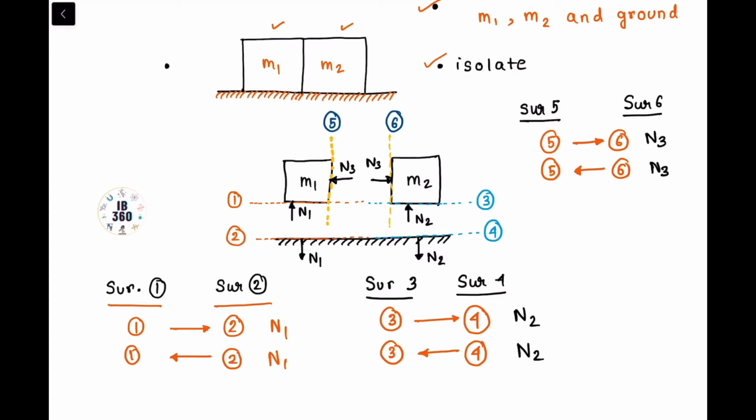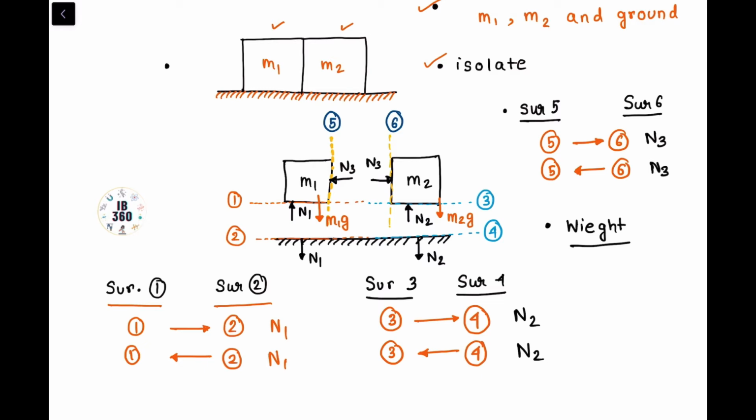Now what will be the non-contact forces? We have discussed in the video that the non-contact force will be the weight of the body. So over here the non-contact force will be M1g downward, and over here the non-contact force will be M2g downward, right? So we have successfully completed the 3 steps.